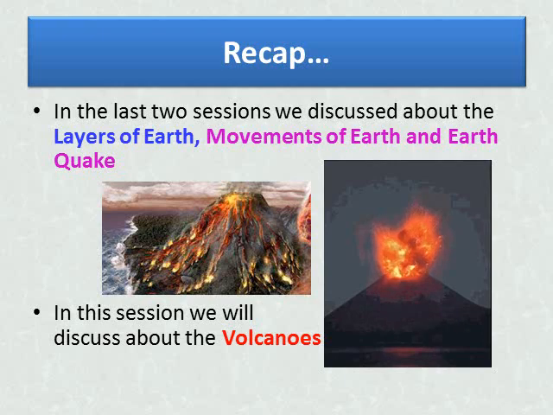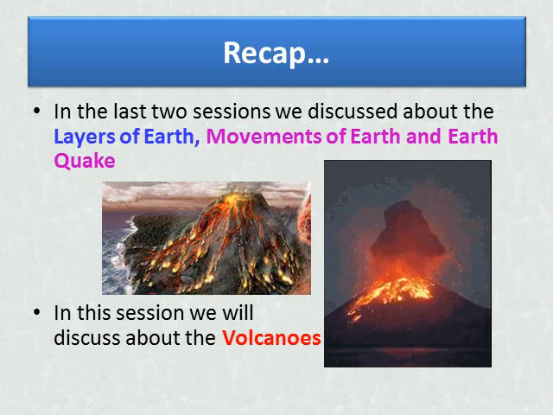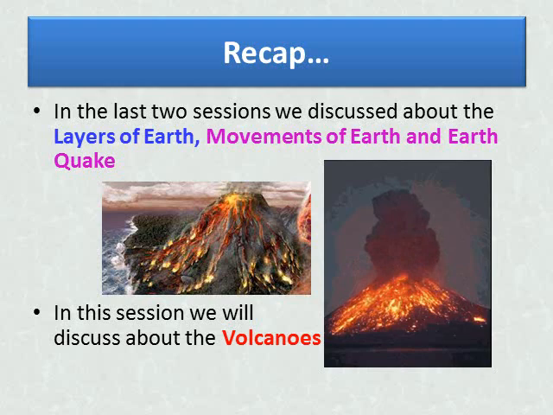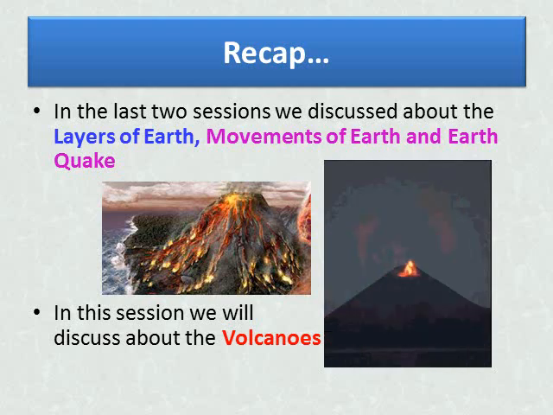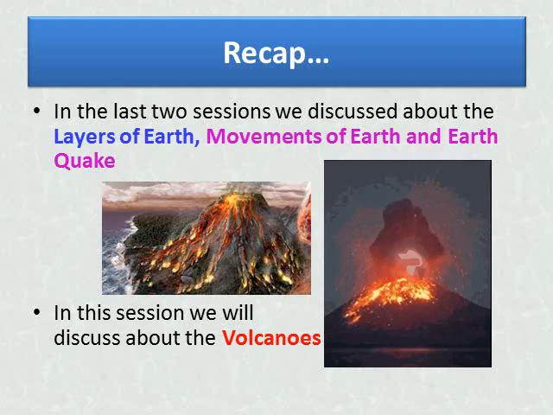In the last two sessions, we discussed the layers of Earth. We learned that the Earth, our homeland, is a dynamic planet. That is, the Earth's surface has lofty mountains, high plateaus, large plains, and deep valleys, and it is undergoing change constantly inside and outside. The interior of the Earth is found to be made of three concentric layers. They are the crust, mantle, and core.